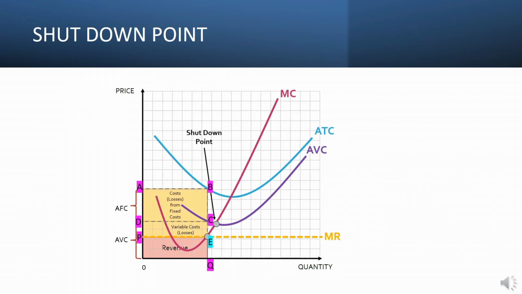If the firm continues to operate, the total loss is largest, which is all fixed costs DABC and part variable cost PDCA.